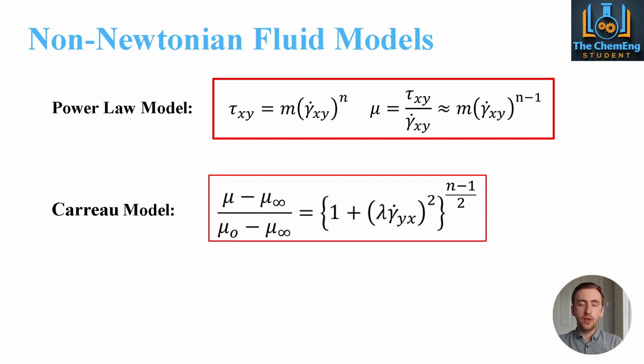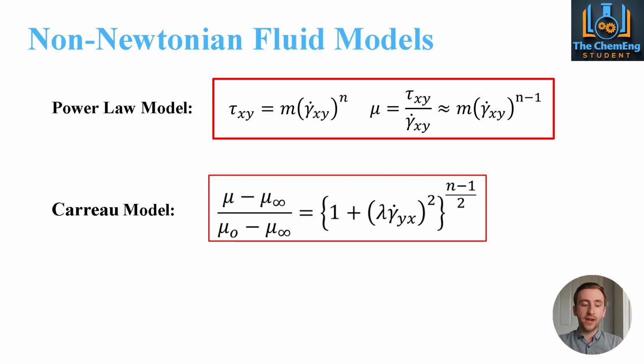Now we have the Carreau model, which is slightly more involved, but the general principle is exactly the same. The only difference this time is we have to take into consideration the initial viscosity, so that is our mu0, the viscosity at our given point within the system, and our infinite viscosity. So that is, once we reach a certain threshold, the apparent viscosity will not change. So that's this value here. And then it's the same scenario, it's just different configurations.